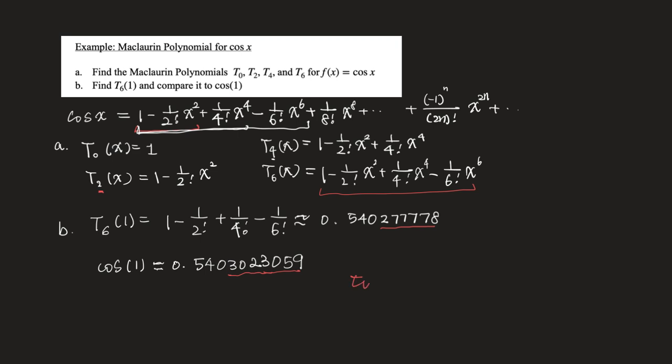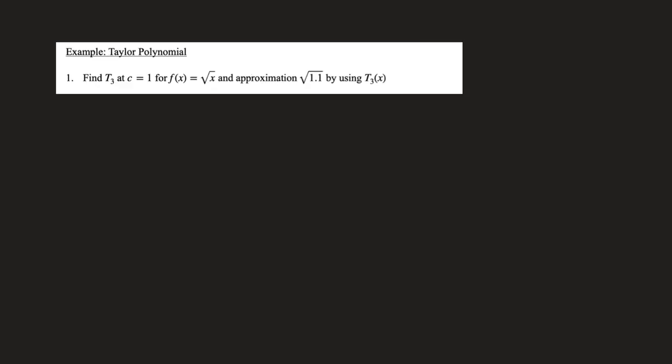So you're going to approximate cosine 1 with the Taylor polynomial of degree 6. That's how we use the Maclaurin polynomial. Sometimes you can use a series to find the Taylor polynomial or Maclaurin polynomial. But sometimes we don't know the Taylor or Maclaurin series, so we have to use the definition.